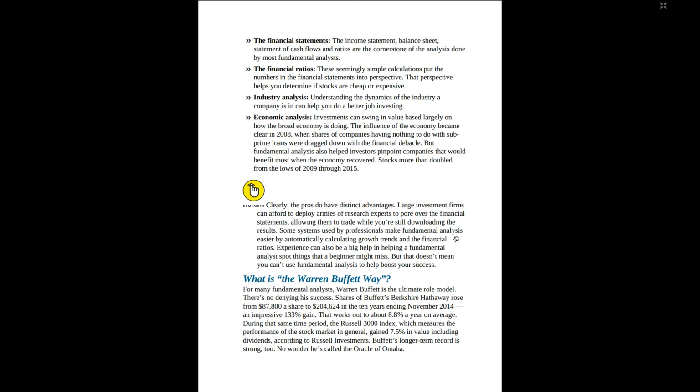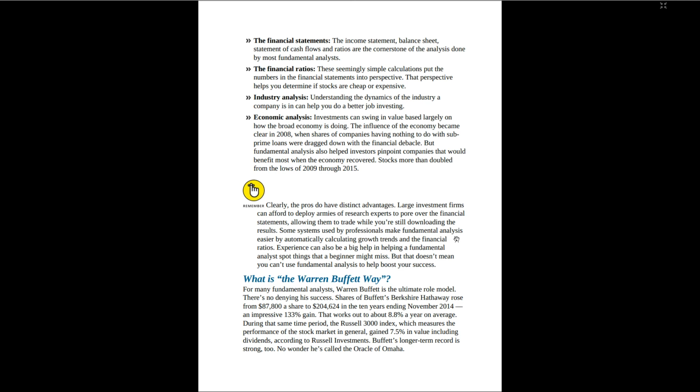What is the Warren Buffett way? For many fundamental analysts, Warren Buffett is the ultimate role model. There is no denying his success. Shares of Buffett's Berkshire Hathaway rose from $87,800 a share to $240,624 in the 10 years ending November 2014, an impressive 133% gain. That works out to about 8.8% a year on average.